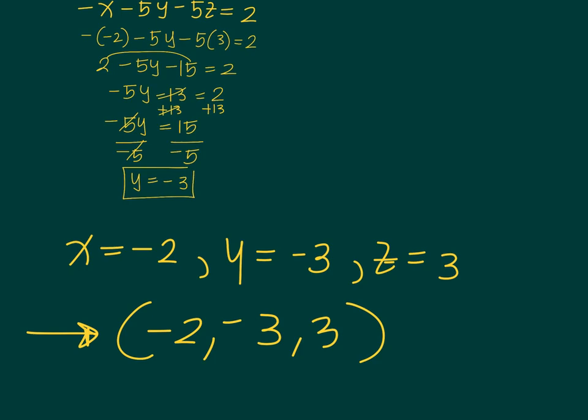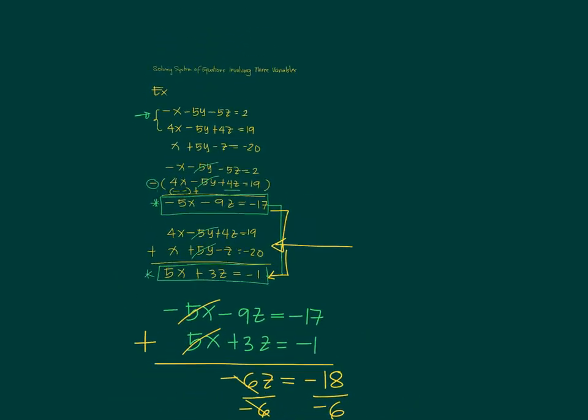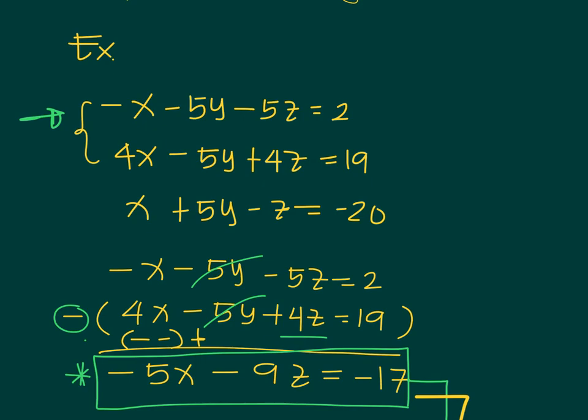Now what you can do in addition is to make sure that these values are correct. To check if the values are correct, what you have to do is to substitute them on the three equations. And if you get 2 on the first, 19 on the second, and negative 20 on the third, then that means the values are correct. So that's an optional check whether your answers are correct.